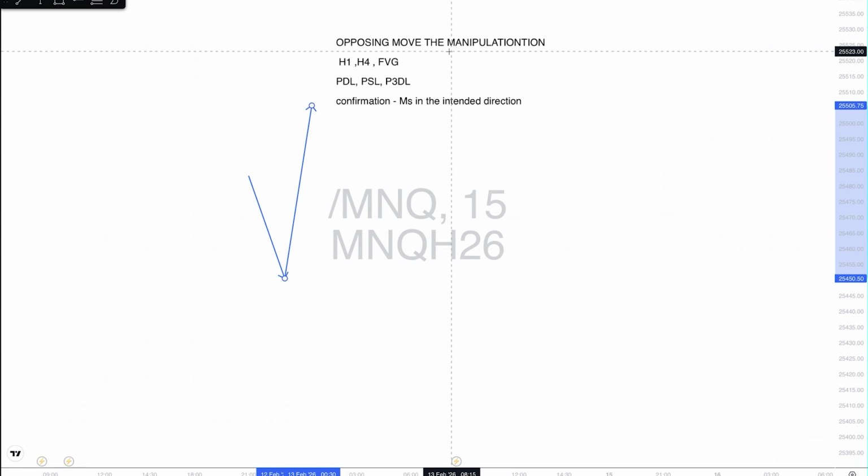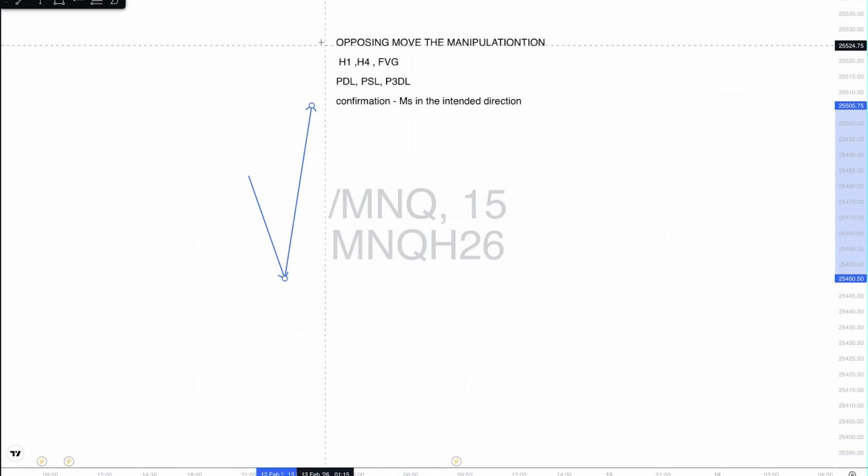So I'm looking for that move to happen at the right time of day. Now, that manipulation leg, I'm looking for it to trade into a key point of interest. That could be a 1 hour fair value gap, 4 hour fair value gap, a daily fair value gap. Or if it doesn't trade into that, I'm looking for it to trade into previous day's low, previous session lows, or previous 3 days lows. These are the points of interest I'm looking for this opposing move to trade into during the right time of day.